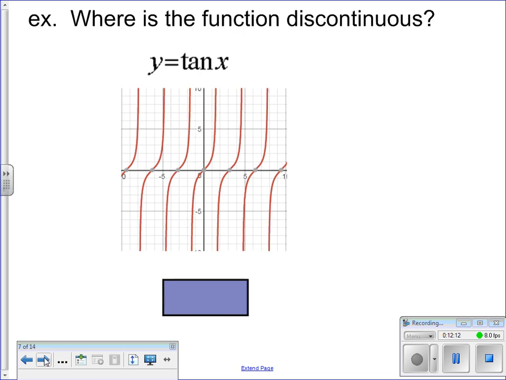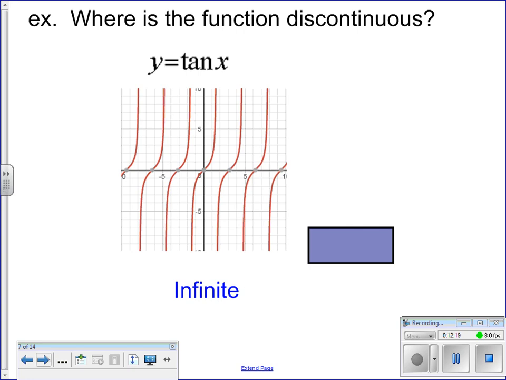Positive or negative, odd pi over 2. Cosine is negative. So that's where it doesn't exist. This is called an infinite discontinuity. This happens when it's discontinuous due to an asymptote that is called an infinite discontinuity.